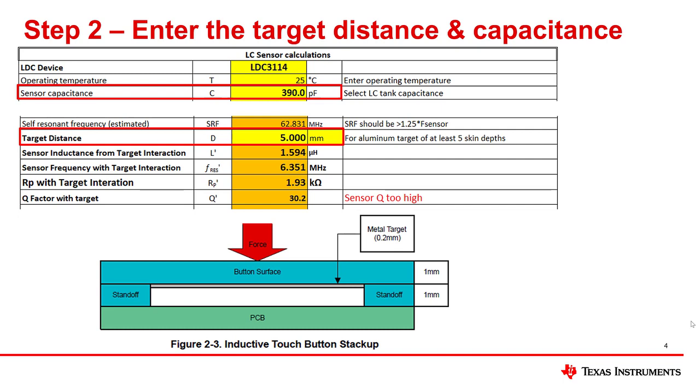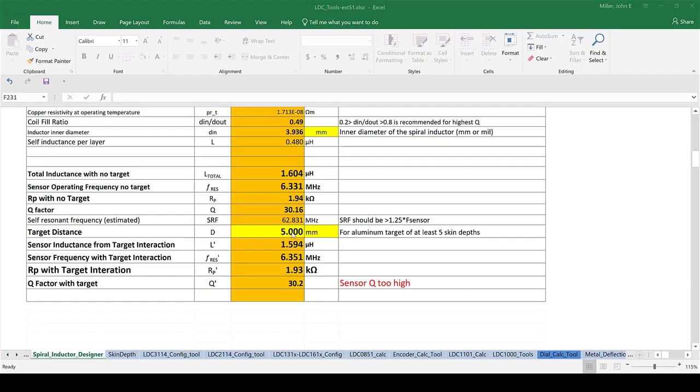We can find the target distance from figure 2-3 of the reference design user's guide, as shown in the lower part of this slide. The figure shows the button surface is spaced 1 millimeter away from the PC board coil when the button is not pressed, and that the metal target is 0.2 millimeters thick. The difference between the button height and thickness tells us the resting distance between the sense coil and the target is 0.8 millimeters, so we enter this value in the target distance field.